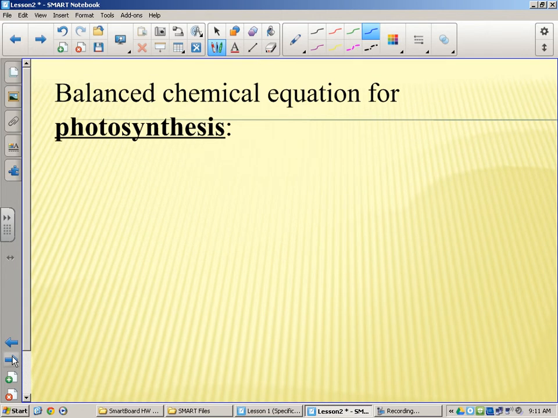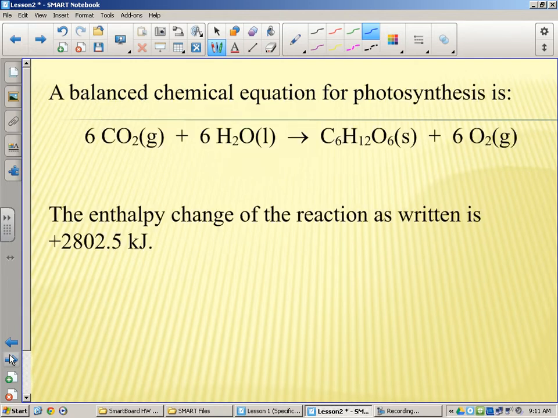Balanced chemical equation for photosynthesis. It's actually on the next slide for you anyway, and that's fine. A balanced chemical equation for photosynthesis looks like this: 6 carbon dioxide, 6 waters, gives you glucose and some oxygen. So here's the balanced chemical equation.